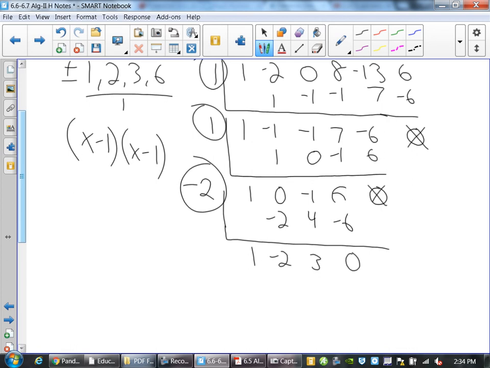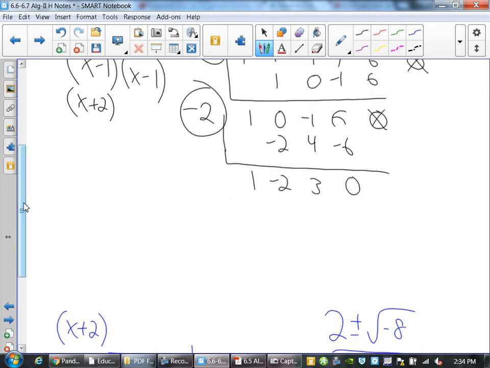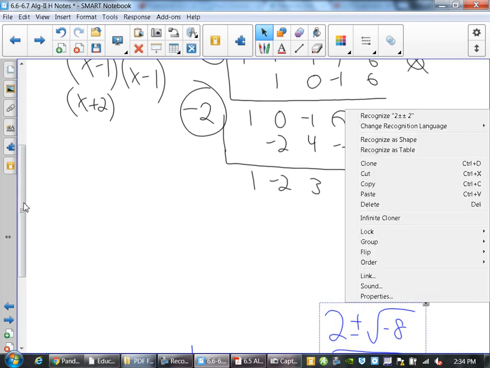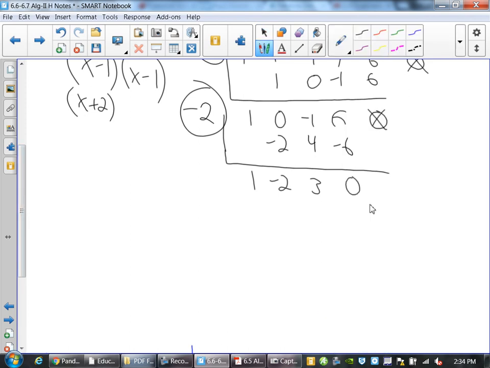So what happens now, 2 didn't work, but -2 did, so I have a 0 at -2. So I have a term at x plus 2. So now I'm left with... You're going to check for multiplicity again, right? Well, before you do that, right now you're at a quadratic. Oh, yeah, right. x squared minus 2x plus 3.